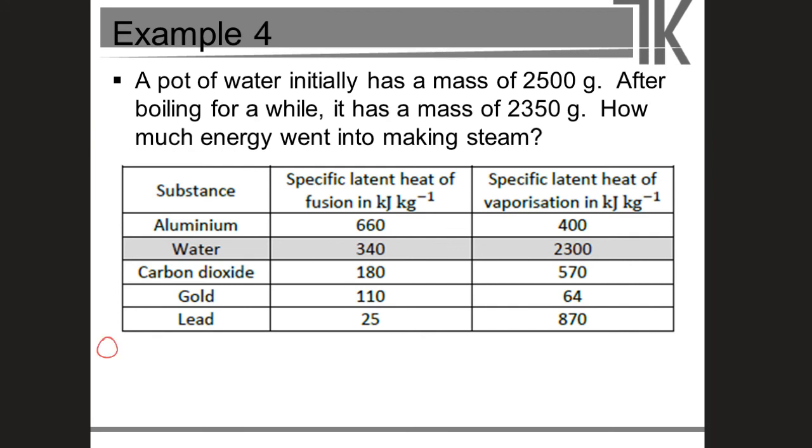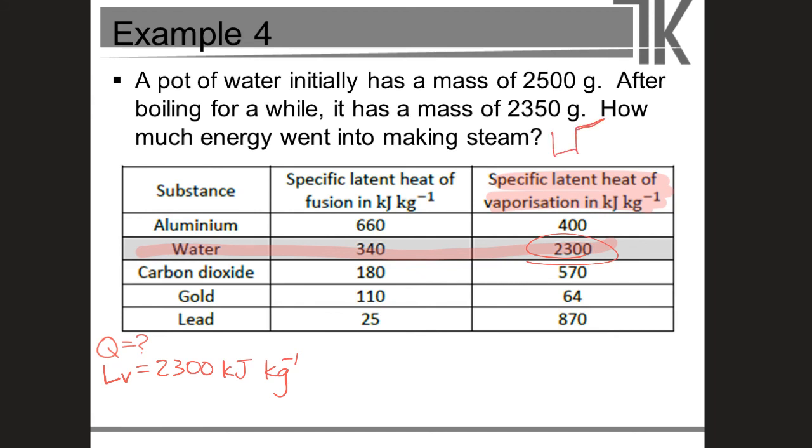So they are asking us about how much energy, and at first this might look a little confusing because we're given two masses, and it's specifically asking us about a pot of water, so we're talking about the water there, and making steam, so that's going to be vaporization. So we are specifically looking at the specific latent heat of vaporization, put a little V there so I know it's vaporization, 2,300 kilojoules per kilogram.